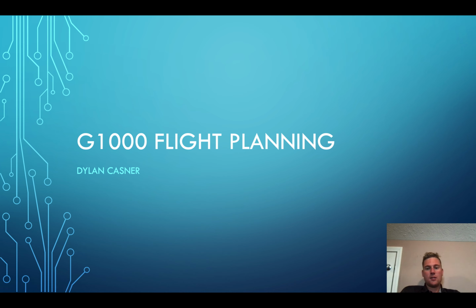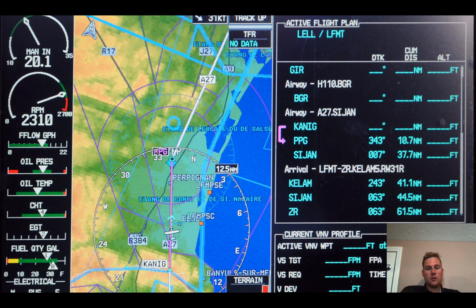Today I'm going to be discussing some of my favorite flight planning features that the G1000 provides us. The G1000 is a great tool to use to go directly to an airport, as we've talked about in previous weeks, how you can just type something in, direct, enter, enter, all that.